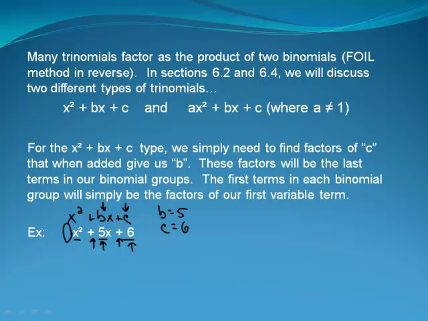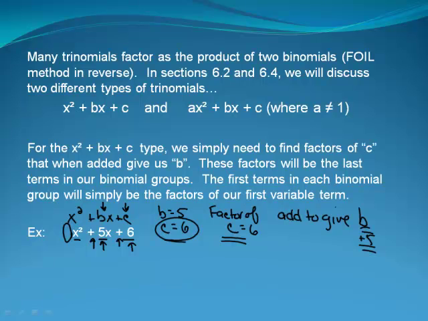To factor this easier trinomial, we want to find factors of c that, when you add them, give you whatever b is in your problem. Now remember, factoring is a division problem, so for this problem we want to find factors of positive 6, because that's our c, that when we add them instead of multiply them give us our b term, which is positive 5 in this example. So let's look at factors of 6.